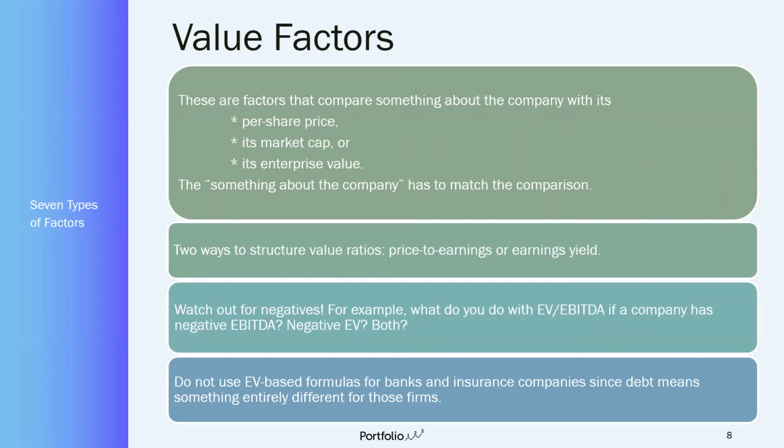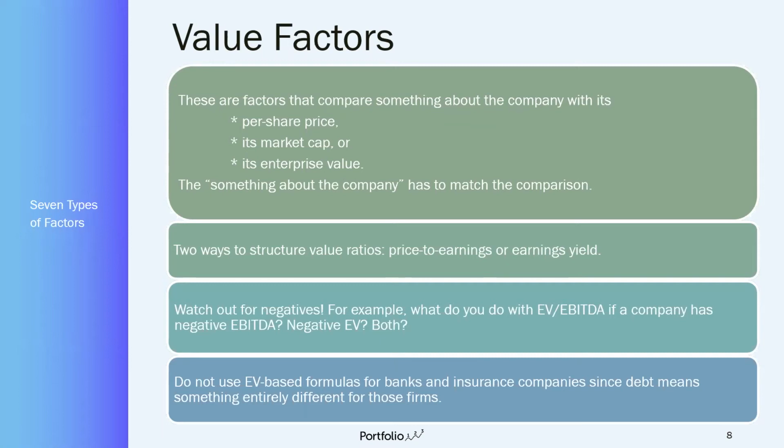And for example, what do you do if you're using EV to EBITDA? EBITDA is earnings before interest, taxes, depreciation, and amortization. It's an abbreviation you'll come across a lot. What do you do if both the enterprise value and the EBITDA are negative? Then you end up with a positive EV to EBITDA, which makes no sense. And some things have a negative EBITDA but positive EV, or negative EV and positive EBITDA. You have to think this all through.